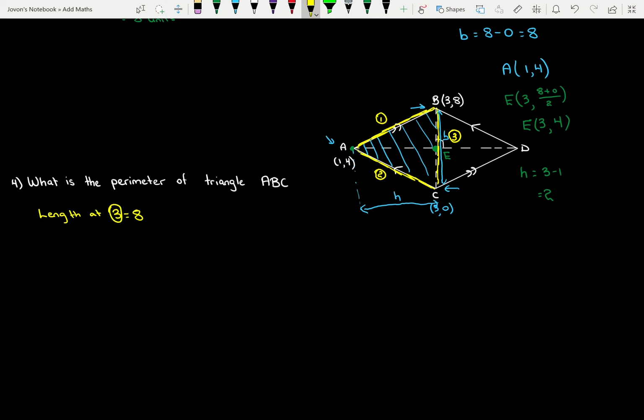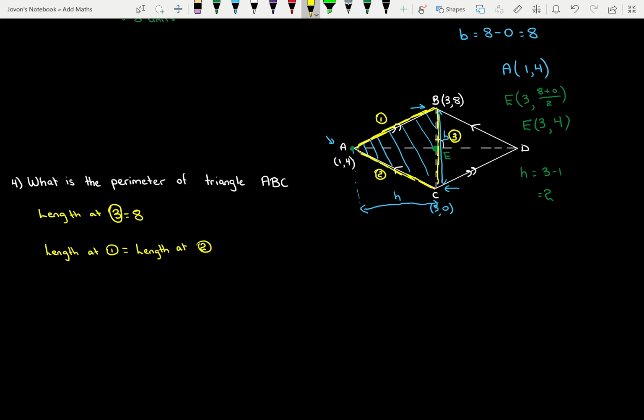Now, if we notice, based on this triangle, what kind of triangle is this? This is an isosceles triangle. So what we see here is that the length of side 1 is equal to the length of side 2. So we don't need to find both, we only need to find one, and then we can just multiply it by 2.